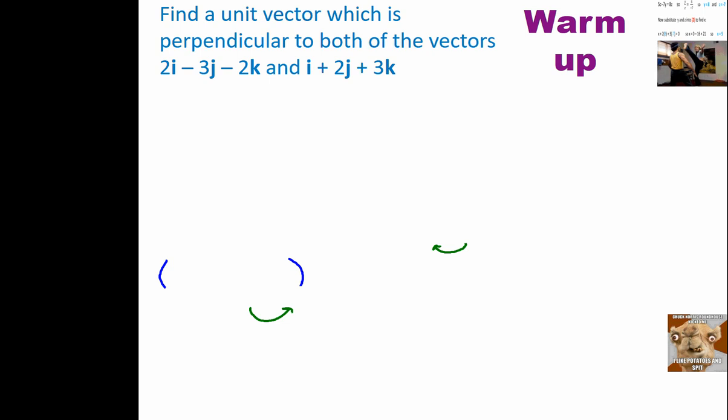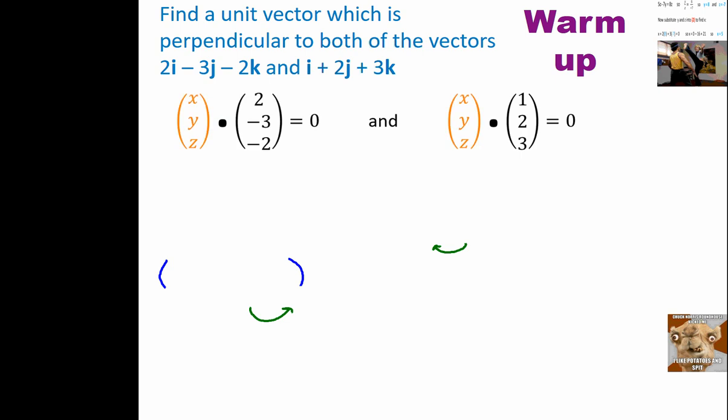Another one, find a unit vector, because we've done a lot in the past, so that's why we're going to do quite a few warm-ups. So find a unit vector which is perpendicular to both of these vectors. So remember a unit vector? A unit vector by definition has a magnitude of what? Back to an earlier lesson. That's right, a unit vector has a magnitude of 1 by definition. And it has to be perpendicular to both of these ones. So what on earth could you do?